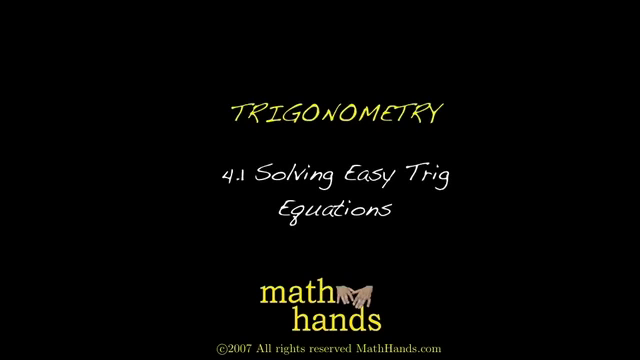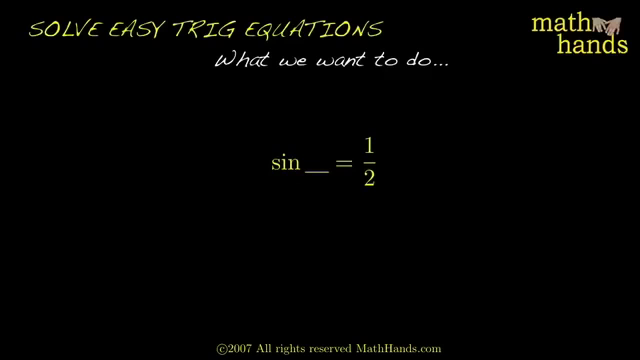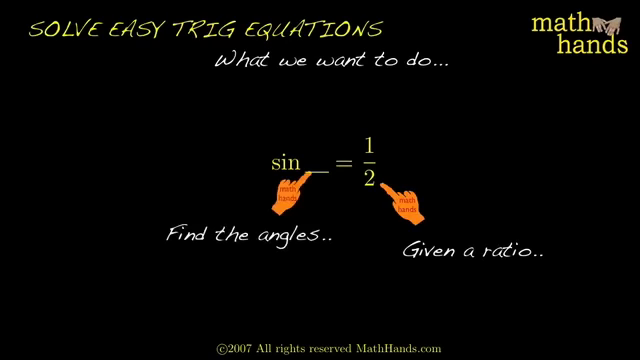Welcome to Chapter 4, Solving Easy Trig Equations. Okay, so what we want to do is take a look at these simple equations. They all look like this. They give you a ratio, for example, 1/2, and they give you a function. What they don't give you is the angle x, or sometimes they may call it theta. It doesn't matter.